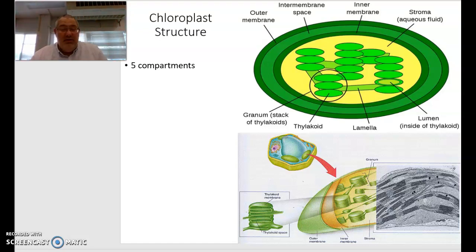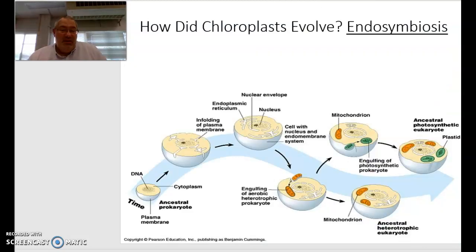The chloroplast is thought to represent a bacterium, a prokaryote that lives inside of eukaryotic cells. Endosymbiosis is the theory for the evolution of chloroplast and also mitochondria. The chloroplast is thought to represent a photosynthetic bacterium that was engulfed by a host cell. It was maintained for its food-producing function and became an organelle inside of a eukaryotic cell.